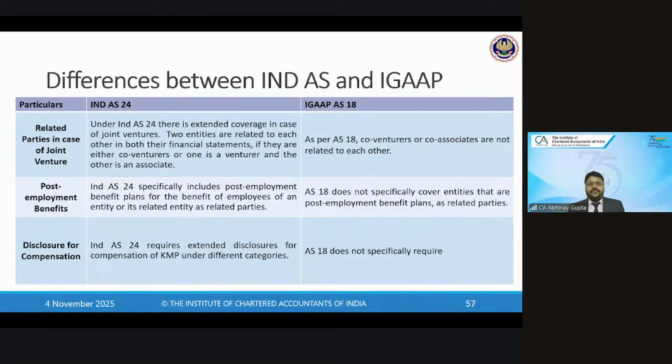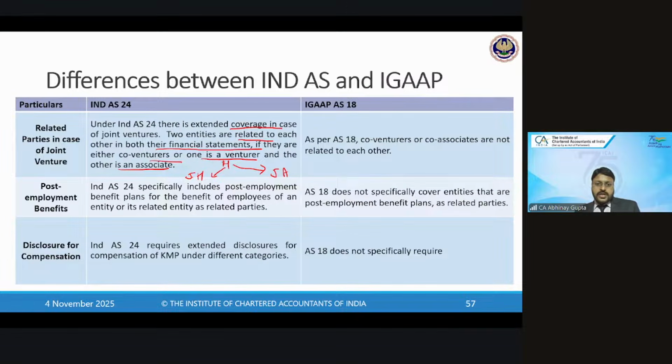Related parties in case of joint venture. So Ind AS 24 has extended coverage in case of joint ventures. Two entities are related to each other in their financial statements if they are co-venturers, or one is a venturer and the other is an associate. So what does it say? Let me quickly draw an example. Suppose H has a JV, JH, right? And H has an associate, JA, right?